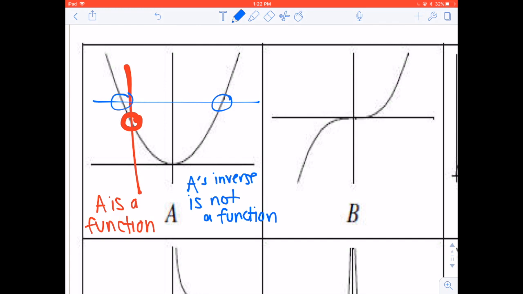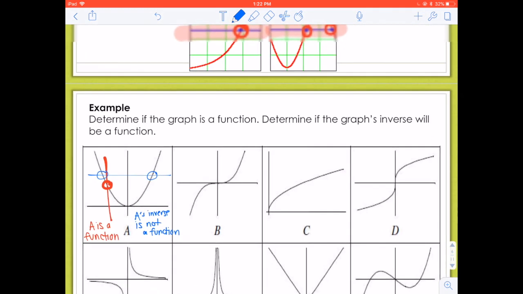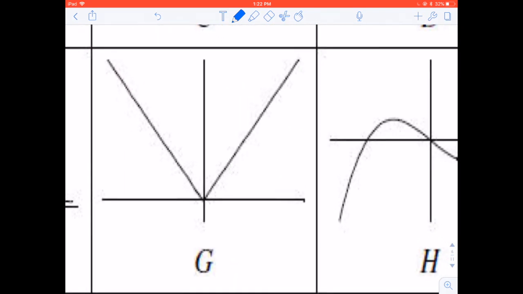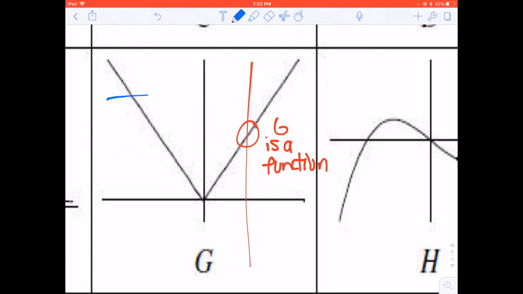All right, so horizontal is the inverse, vertical is just the graph itself. Let's look at G. No matter where I draw a straight line, it only crosses once. So G is a function. However, if I draw a horizontal line, it does cross twice.